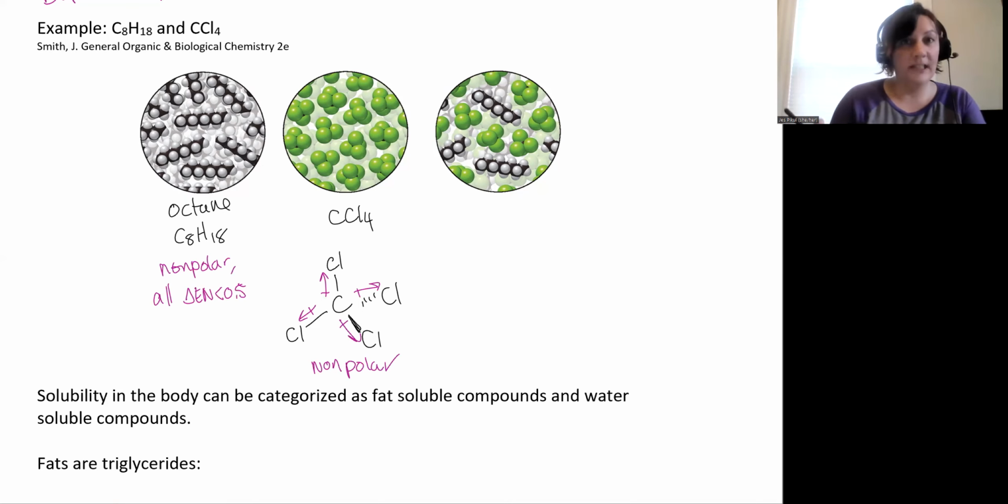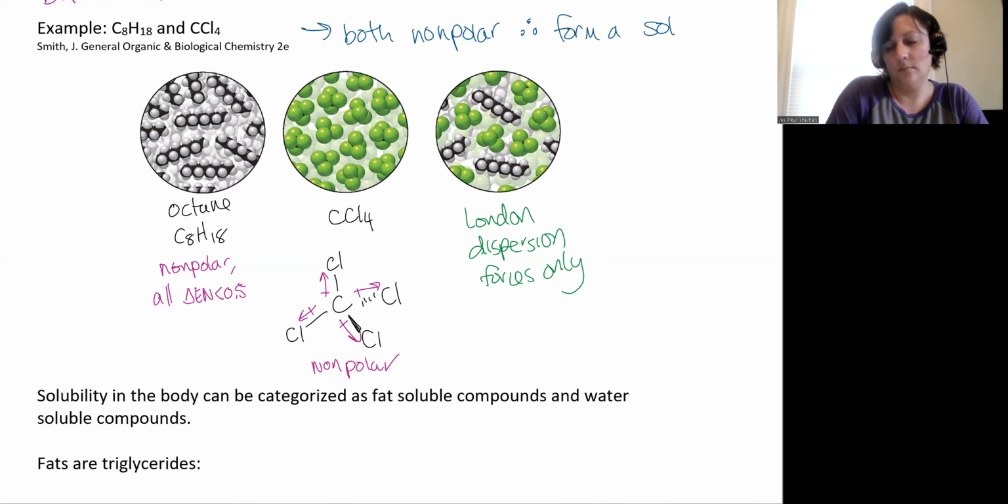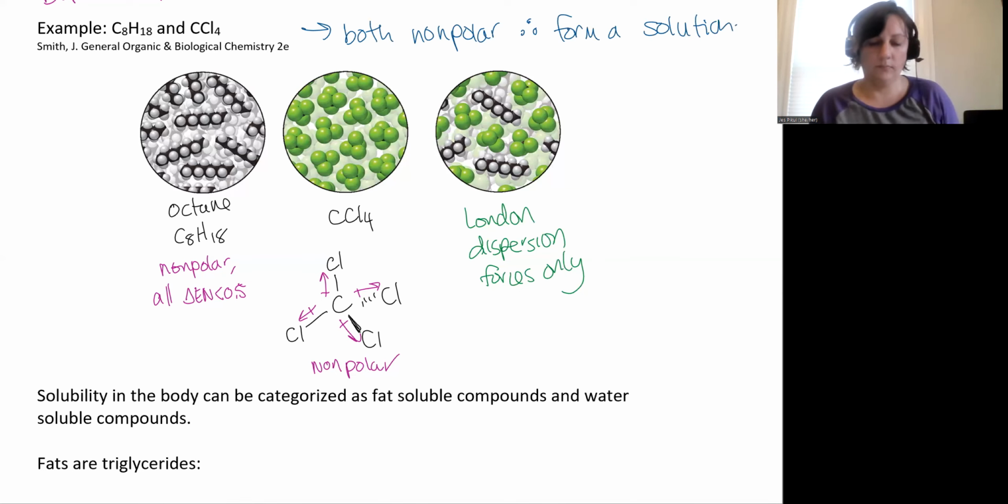That means that the only intermolecular forces in both of these separate samples are London dispersion forces. And so in our solution, we'll have only London dispersion forces between these two compounds. And we won't have anything with a dipole or an uneven distribution of electrons to try to interact with. And so the intermolecular forces will be really similar for both of these. So both of these compounds are nonpolar. They form a solution.